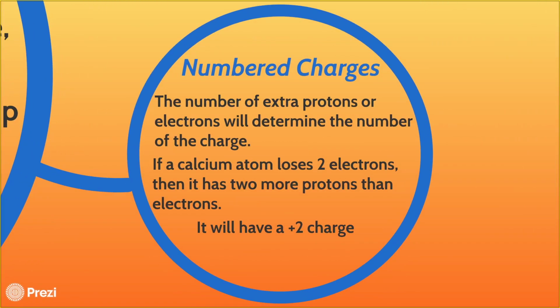Okay. Now, each time that it gains an electron, that's going to change its charge number. And if it loses or gains 3 electrons, that means it's either going to have plus or negative 3. In the case of calcium, calcium will often lose 2 electrons, so it will have a charge of plus 2.